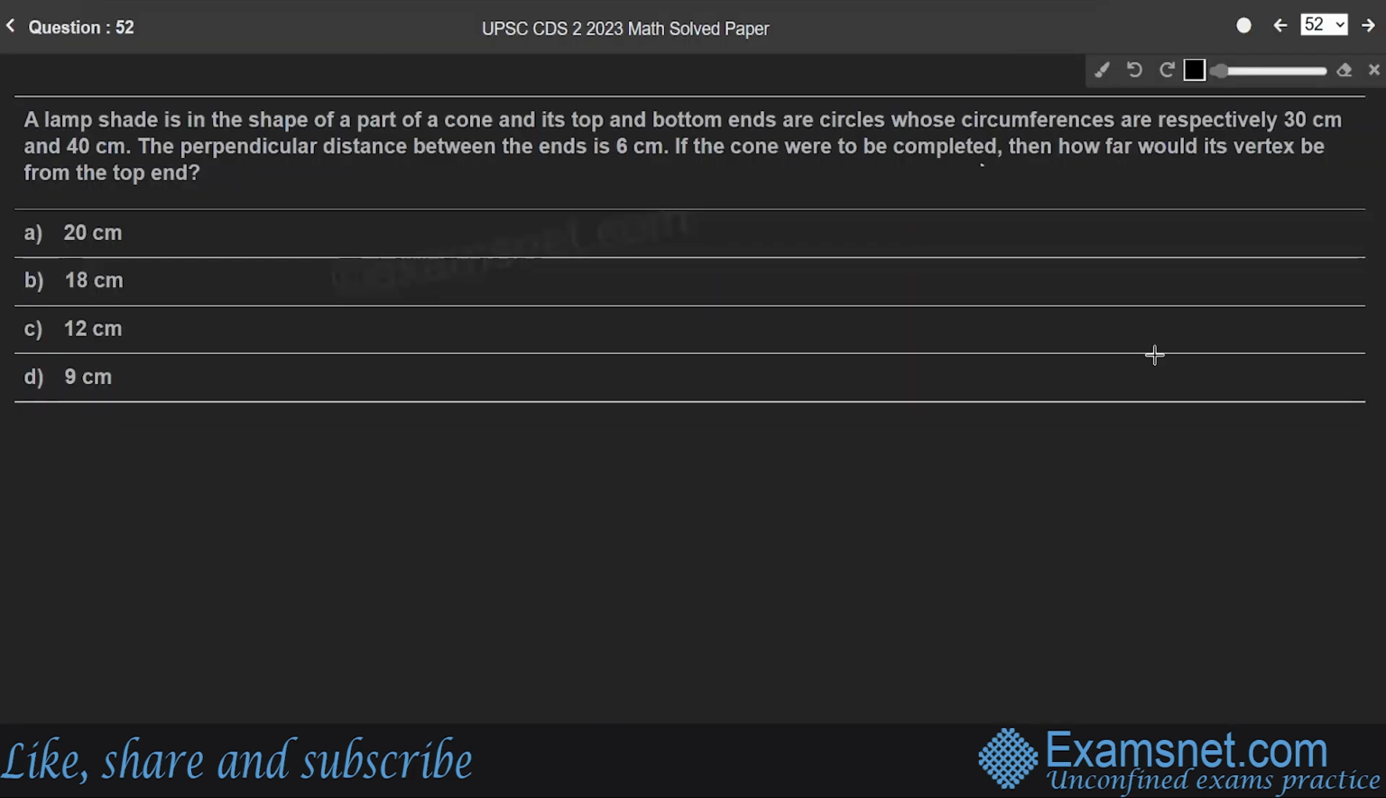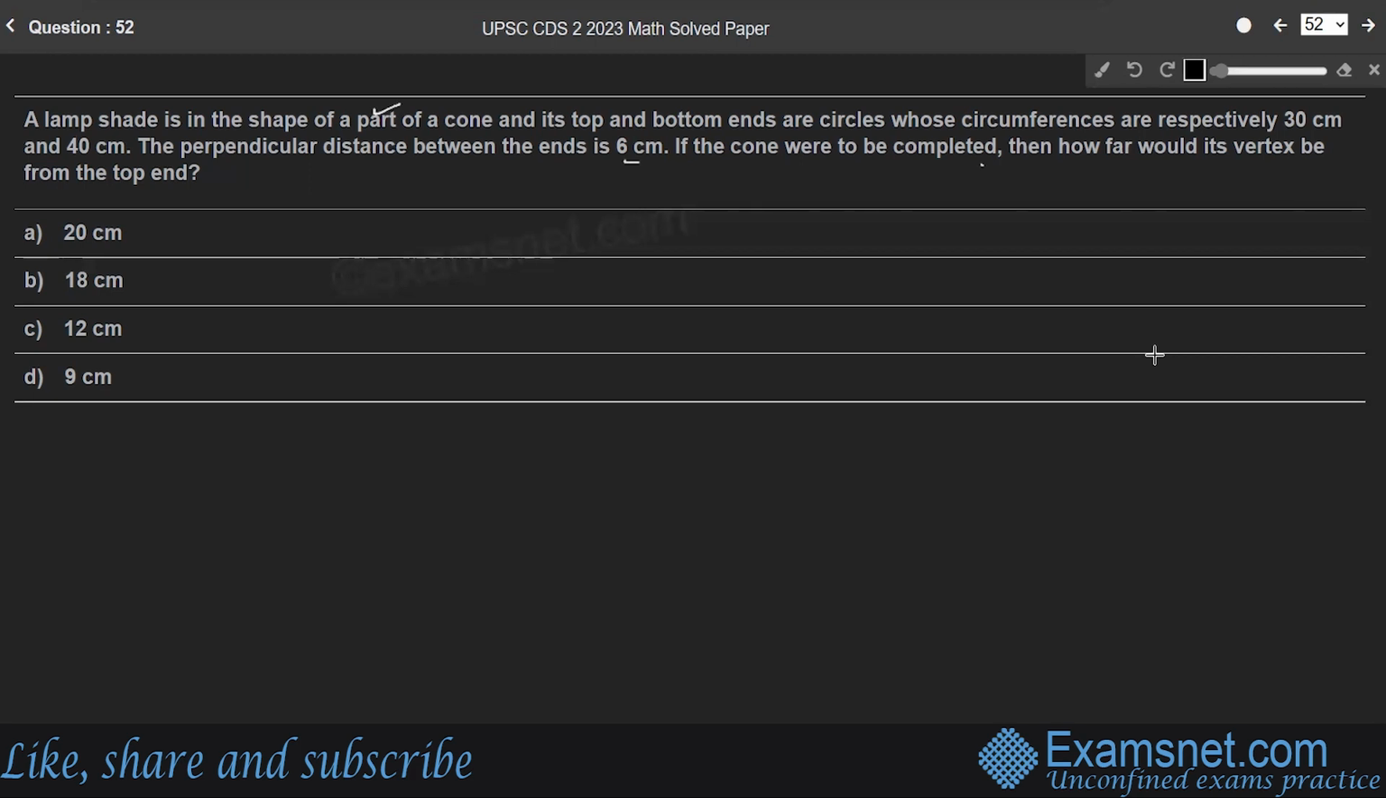Question 52. A lamp shade is in the shape of a part of a cone and its top and bottom ends are circles whose circumferences are respectively 30 centimeter and 40 centimeter. The perpendicular distance between the ends is 6 centimeter. If the cone were to be completed, then how far would its vertex be from the top end?